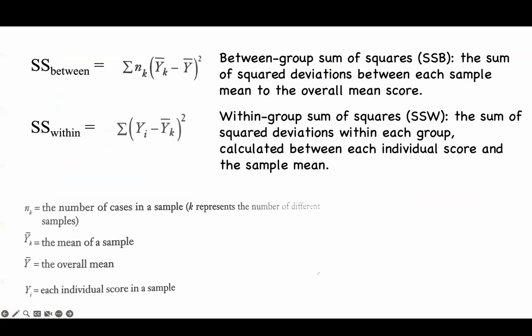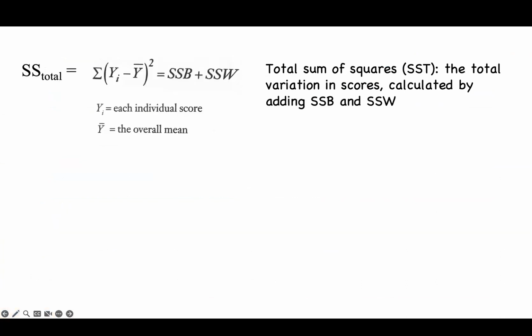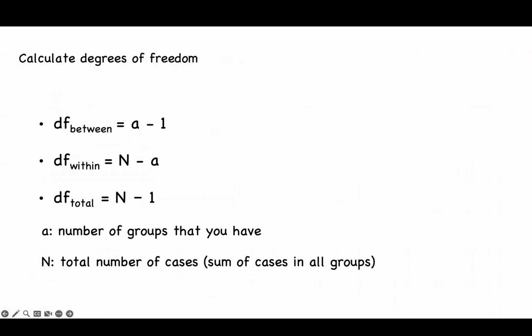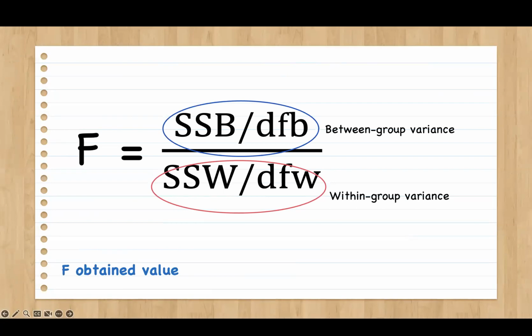I'm going to skip this technical part. The F statistic is obtained by the ratio of the mean square between to the mean square within. By calculating the mean square between, we can estimate between group variance. By calculating the mean square within, we can estimate within group variance. So this formula determines the ratio of between group variance to within group variance.